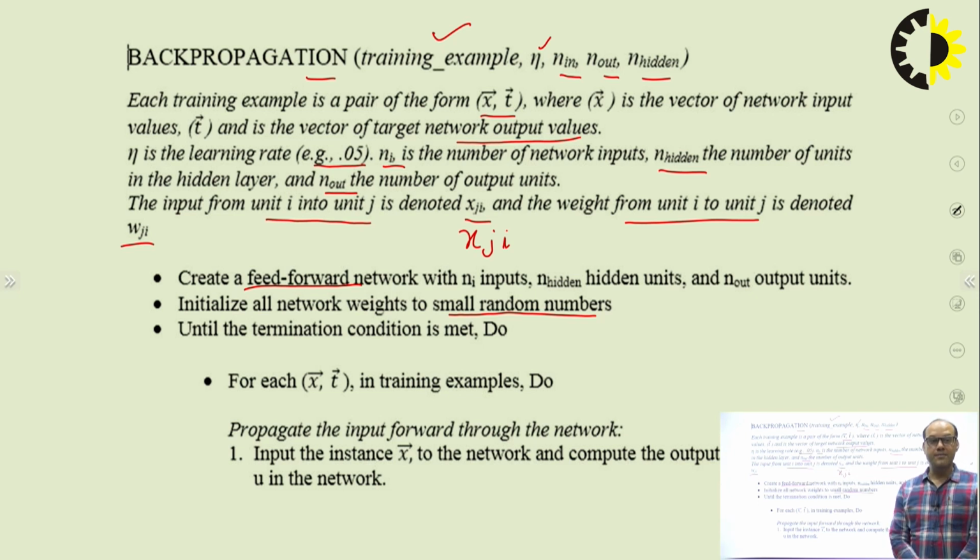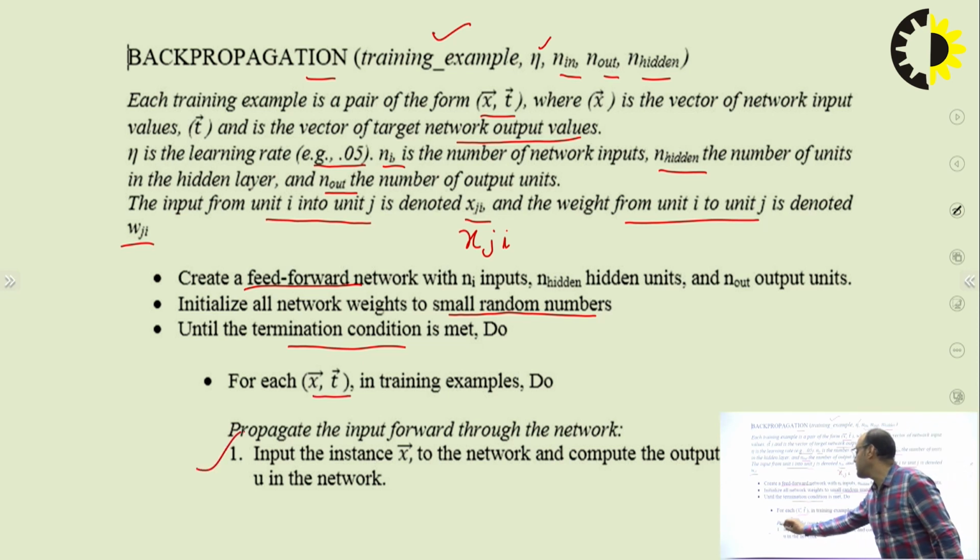Until the termination condition is met. What is the termination condition? As I have discussed, until the error is minimized, we will keep on iterating, passing back. So this is the termination condition. Until the termination condition is met, what will we do? We will do this for each training example x.